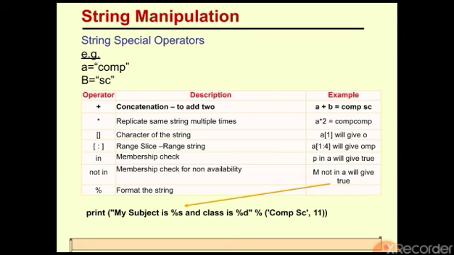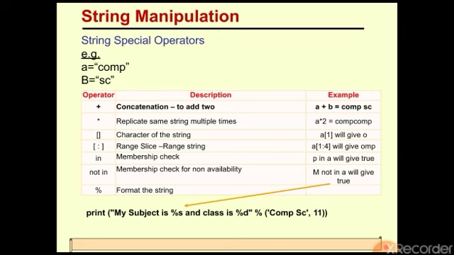Then the character of the string: this square bracket operator is used for accessing any particular character of the string by specifying the index of the character within the square brackets. For example, a[1] here will give you the second element of comp, which is o in this case. Now within the square brackets we can also use a colon to specify the range, or slice.